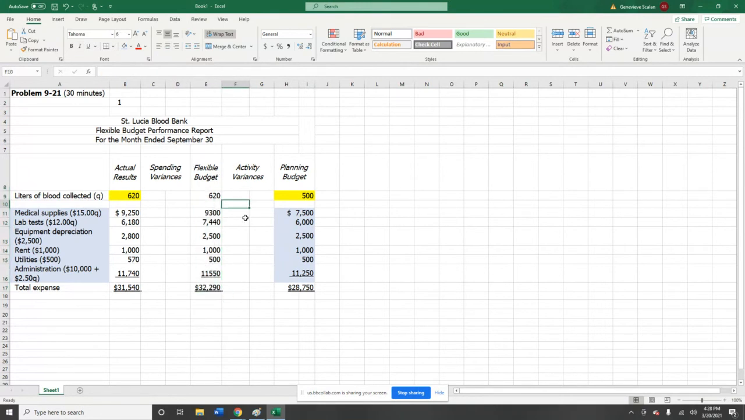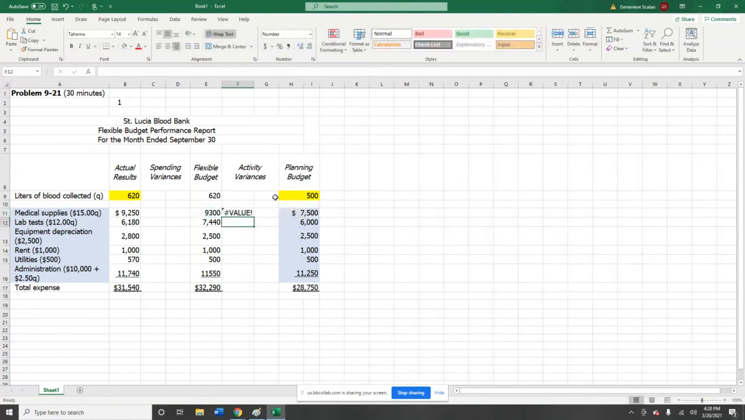All right, so now we can look at our variances. I can take the difference between them, right, and come up with a number, and I can see what part of the difference is due to simply the fact that instead of doing 500, we did 620. That's what's called an activity variance. So that's equal to 9,300 minus 7,500.